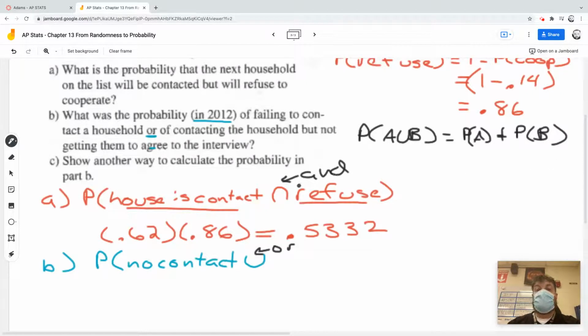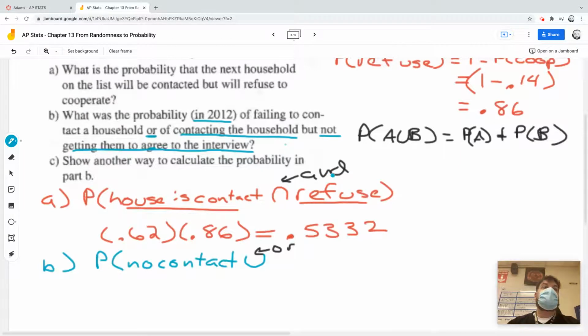You guys probably don't know that off the top of your head because I just taught it to you yesterday, but that's why you take notes. And so, or, I got to read this carefully. Oh, wow, this is a complicated one. Or of contacting the household but not agreeing to the interview.